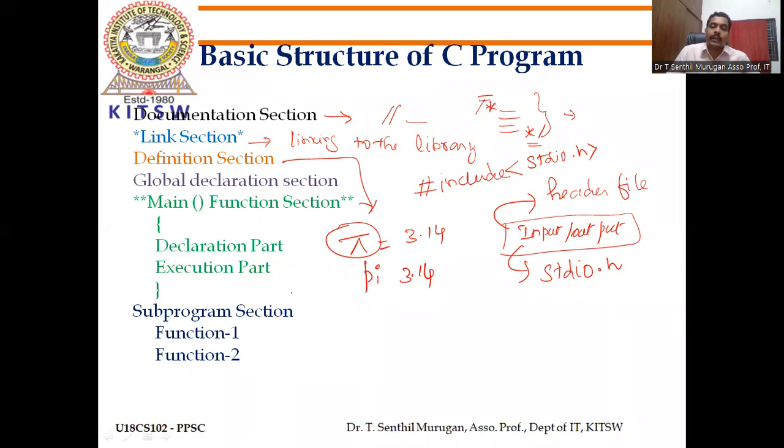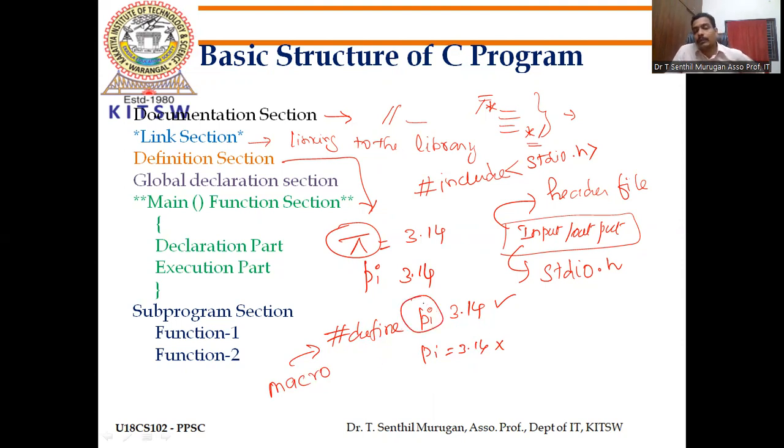So how can you write it? For define, write hash define PI space 3.14. Don't write pi equal to 3.14. This is a wrong declaration. You have to define it like this. This is the definition section, and normally we can say this is a macro. Macro means after linking files, the system will understand that some variable will be used inside the program. For that variable, this is the value that will be stored in the definition section.